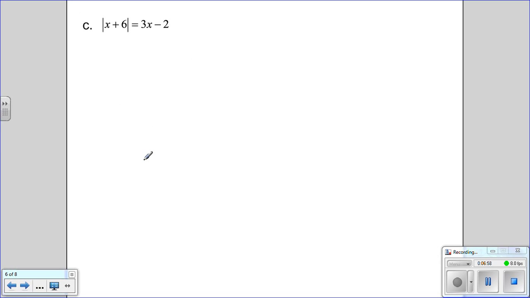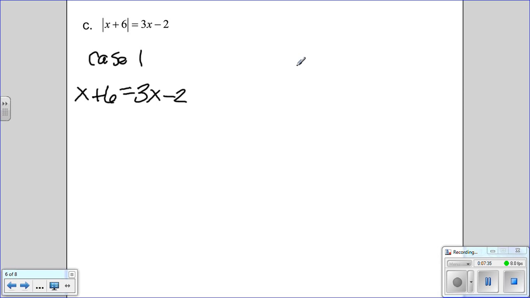Okay, let's try one like this. You can see that we've got the absolute value of x plus 6 equals, and then on the right side we have more than one term, 3x minus 2. The absolute value symbol is by itself, so we're ready to set up case 1 and case 2. Okay, so case 1, sorry, I don't want the absolute value there. When you set up your case 1 and case 2, you're not using absolute value symbols anymore. Okay, so x plus 6 could equal positive 3x minus 2, basically the original.